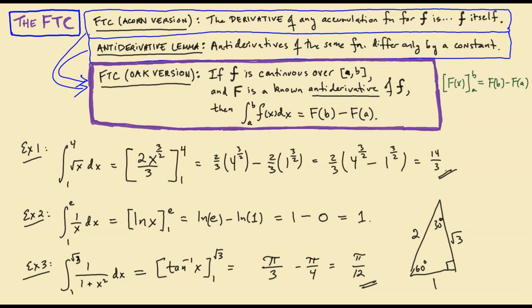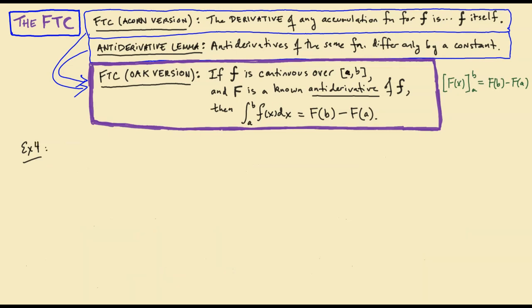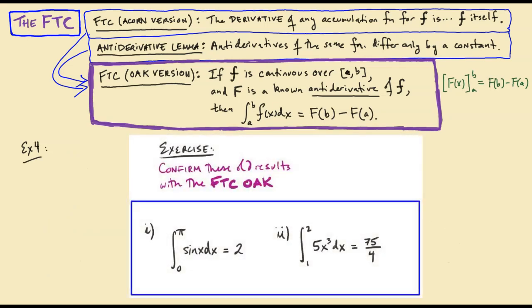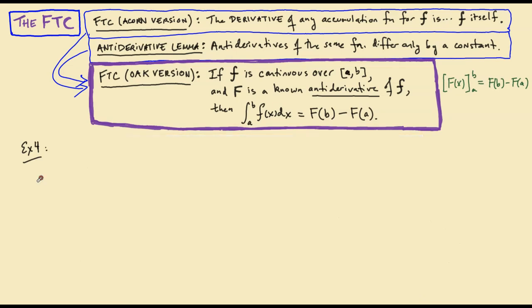We use them every time we want to evaluate integrals, and as we saw in the earlier videos, integrals come up all over the place. You might find it instructive to go back and redo those two earlier integrals that we evaluated with the FTC Acorn and the antiderivative lemma before we had our Oak version. You can now redo those two integrals using the FTC Oak and confirm that you will get the exact same results, but this time you will get them much, much, much more easily. It is very nice to pack all that logic under the hood. Let's do a few more examples.